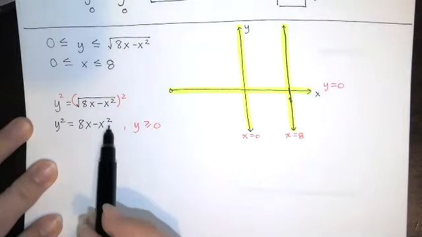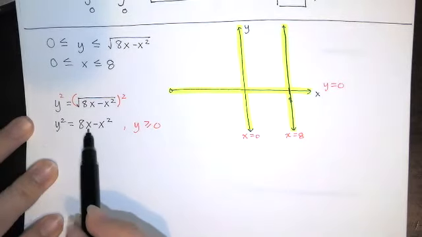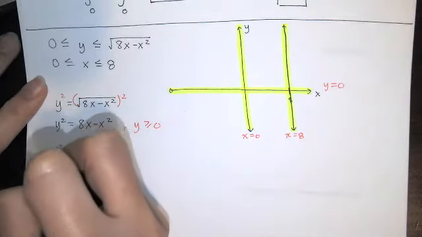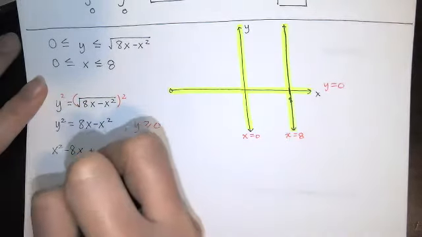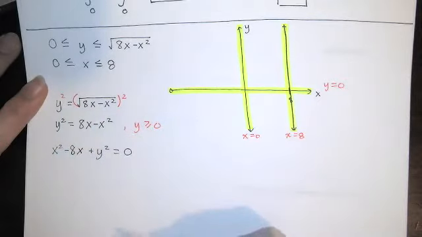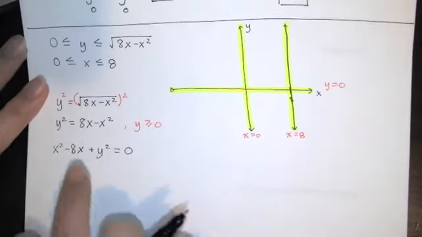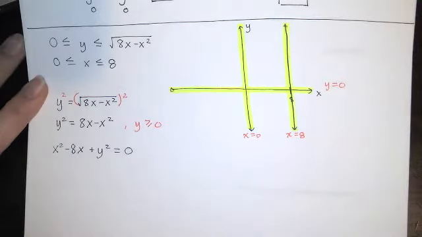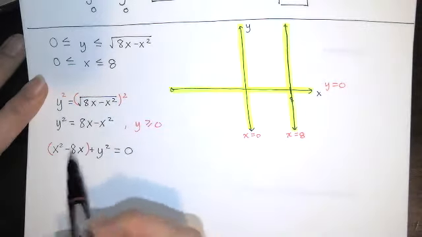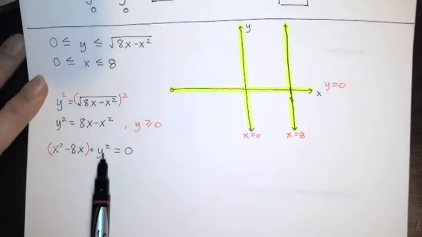And then we've got an x squared term here and an x term here, so we'll add this to both sides, or subtract that 8x from both sides, sort of moving it over to the left. And we see we've got a circle. Now it's not obvious that we have a circle yet, but I've got an x squared term and a y squared term.